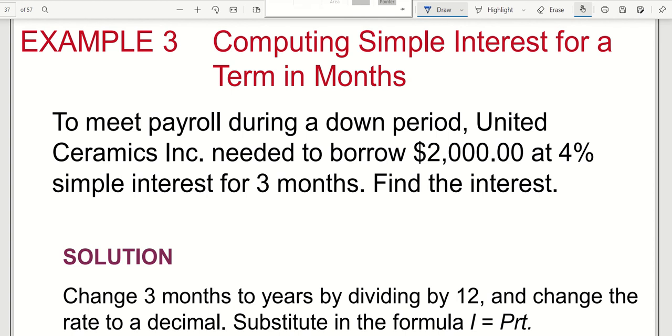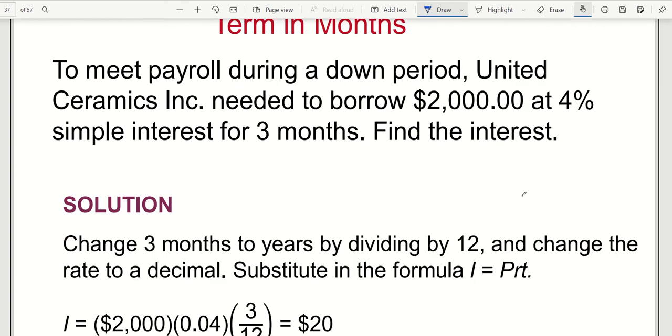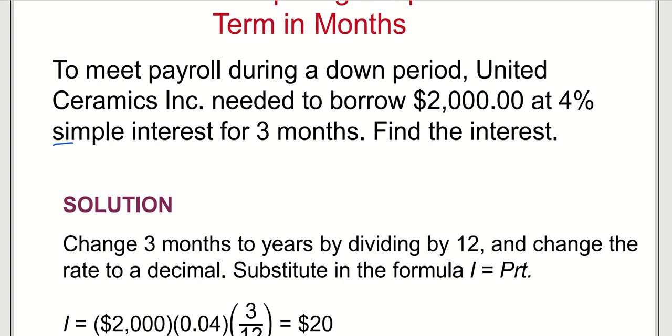Let's take a look at another one. In example 3, it says, to meet payroll during a down period, United Ceramics Incorporated needed to borrow $2,000 at 4% simple interest for 3 months. Let's find the interest. Okay, so we read the problem again. We hear that buzzword simple interest. So automatically our mind should be going to, okay, I know the formula. That's going to be I equals PRT.